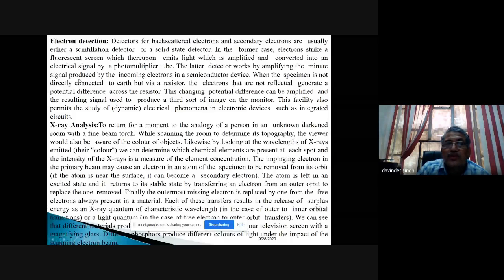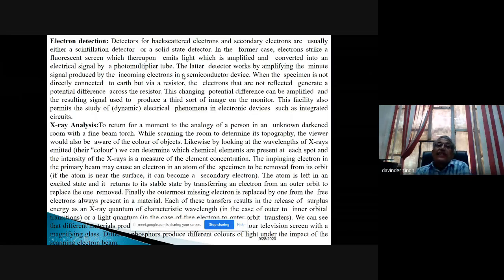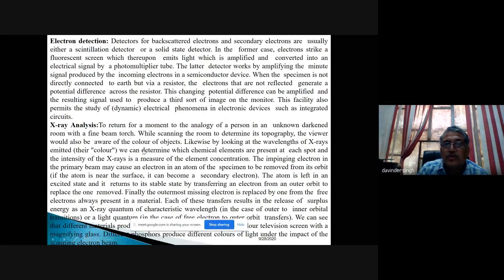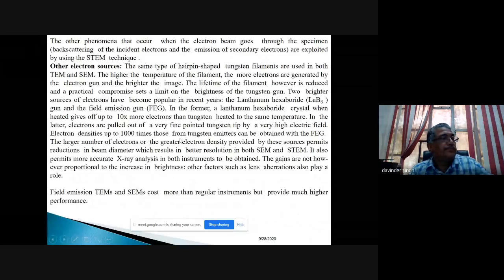The specimen is not directly connected to earth but through a resistor, and the electrons that are not reflected generate a potential difference across the resistor. This changing potential difference can be amplified and the resulting signal used to produce a third sort of image on the monitor. This facility also permits the study of electrical phenomena in electronic devices such as integrated circuits. So different types of detector systems are possible. And for X-ray detection, X-ray analysis, it depends on the type of detector you are using. Okay, so I can skip a little bit.